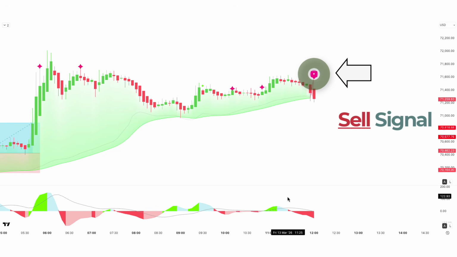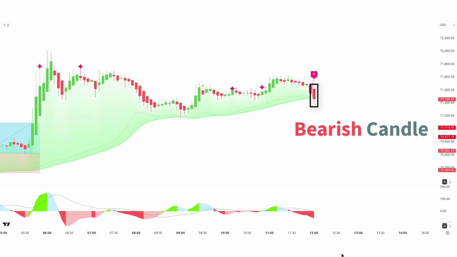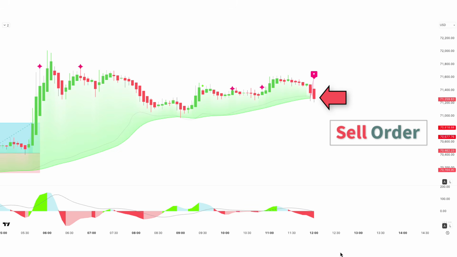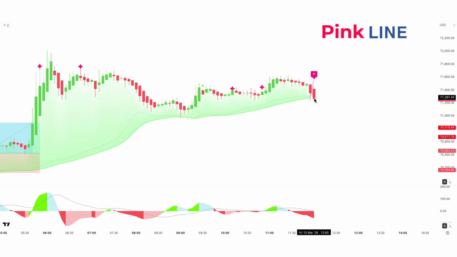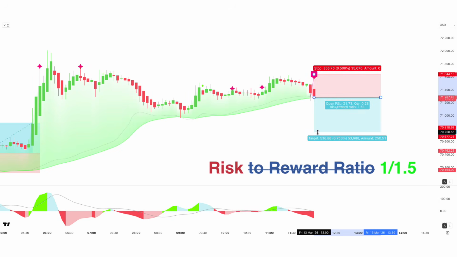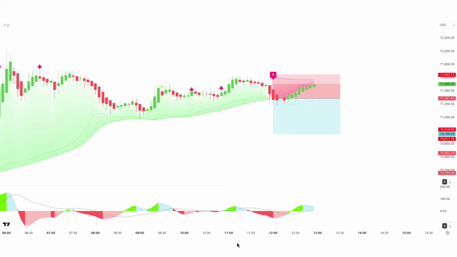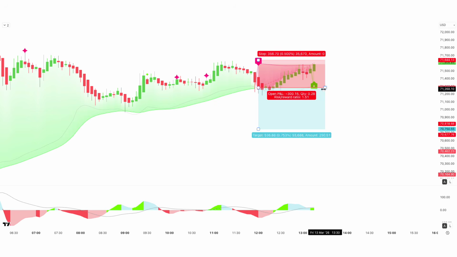Here, the dynamic trend pivots arrow of this indicator is a sell signal. Here, the adaptive MACD shows a red area. Here, the market has made a bearish candle to give confirmation. So all our conditions are being fulfilled. So we are placing an order to sell. Our stop loss is to be placed at the pink line, and the risk-to-reward ratio will be 1:1.5. Let's see what happens to our trade. Here, the market has given the next signal, so we will close this trade.